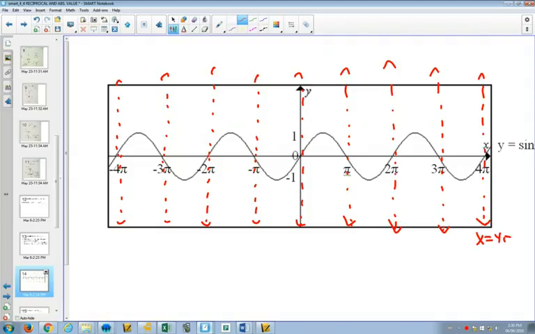And you can label them all. So we have vertical asymptotes wherever we have x-intercepts.